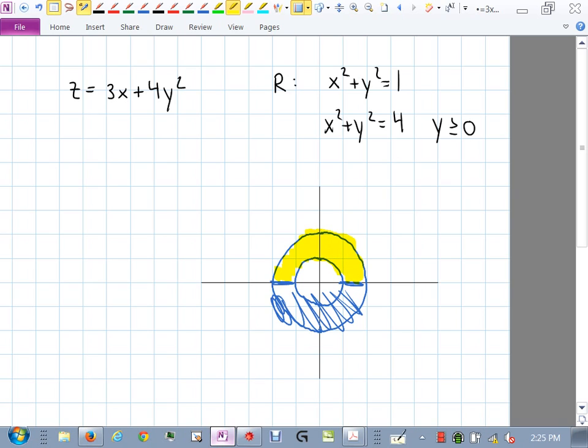Now, does everybody look at that and go, definitely looks like a polar region, right? You don't look at that and go, type 1, type 2. You think, okay, I've got a radius stuck between two things and I've got an angle stuck between two things. So give me a restriction on my theta and on my radius if I'm going to go to polar here. 0 to pi, that's my angle. And then what about my radius? 1 to 2.